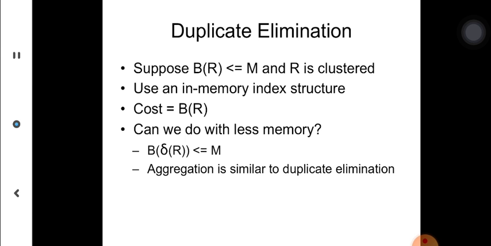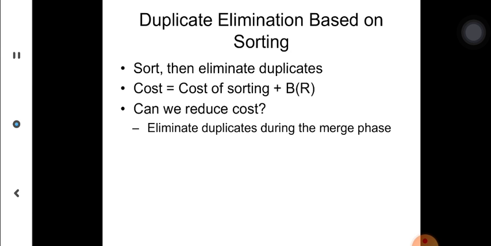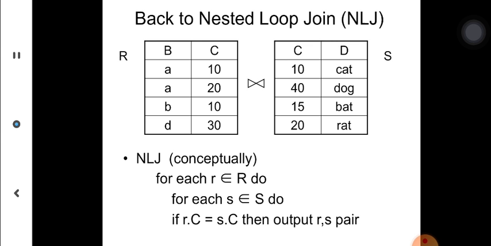Duplicate elimination is an important issue in the cost model. So, duplicate elimination based on sorting: sort, then eliminate duplicates, because after sorting the duplicates come one after the other, and you can remove them. So what is the cost? Cost is the cost of sorting, because you need to sort first, plus the blocks that you are reading in R. But can we reduce the cost further? Yes, we can eliminate duplicates during the merge phase.